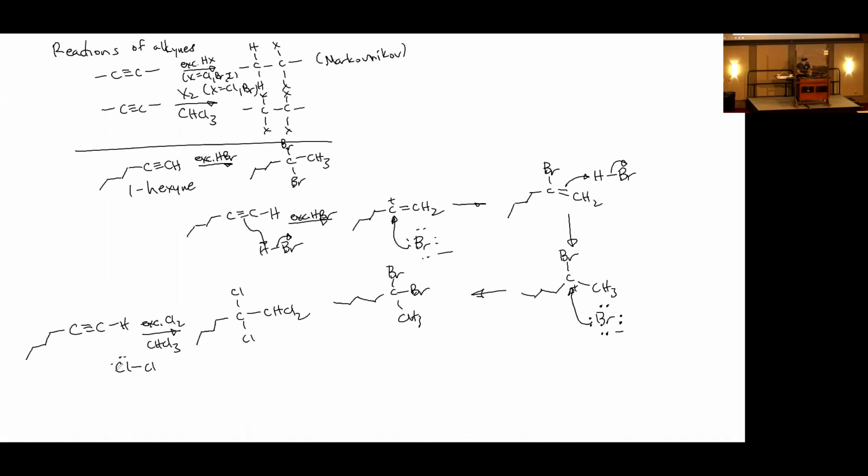Here's our chlorine molecule. Our pi bond swings out to form a bond to that chlorine, and then remember, the halogen atom also forms a bond to the other carbon involved in the pi bond, and at the same time, we lose the chloride ion. So this is exactly the same mechanism that we learned in chapter 8, which, by the way, you'll need to know for the exam, but it's the exact same thing.